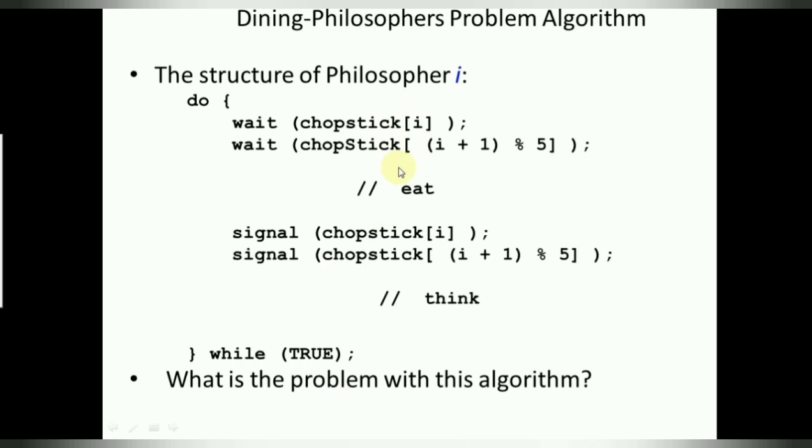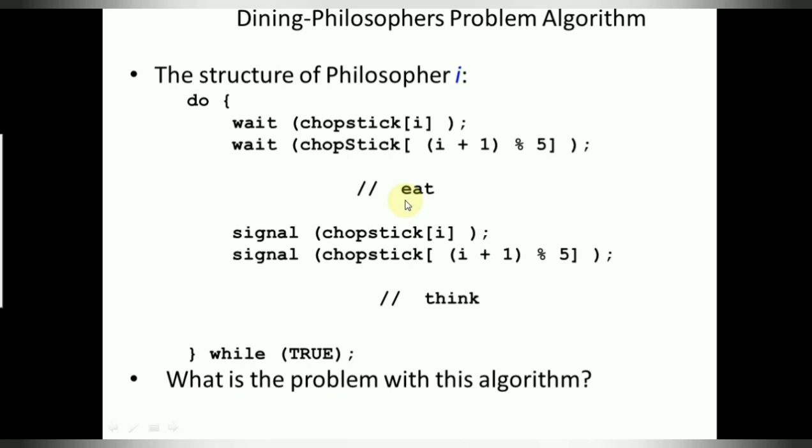If it gets both the chopsticks, then it is allowed to eat. After it has completed eating, it releases the chopsticks using the signal. So it releases both the chopsticks, and now the philosopher goes to the thinking state. Now, is the algorithmic solution given here fair enough? Is this sufficient? Certainly not.